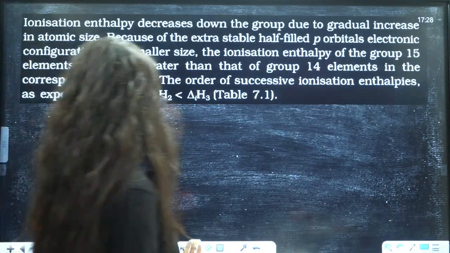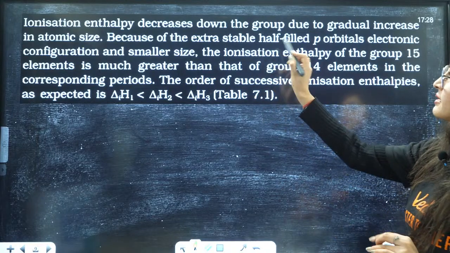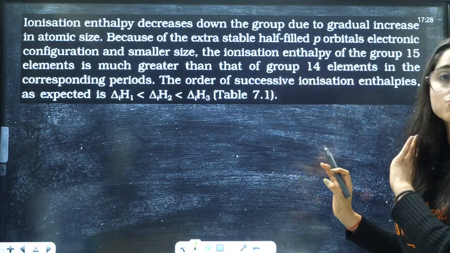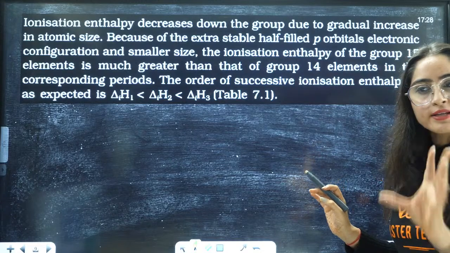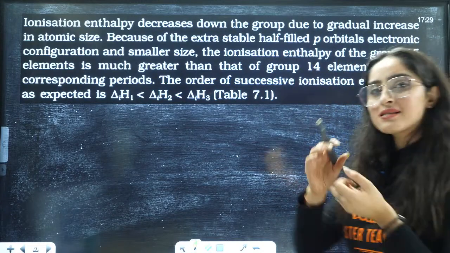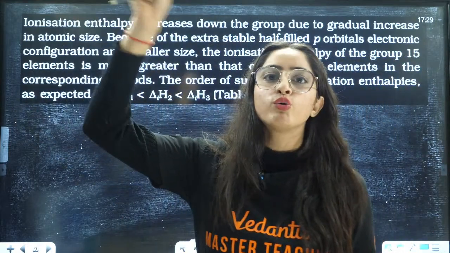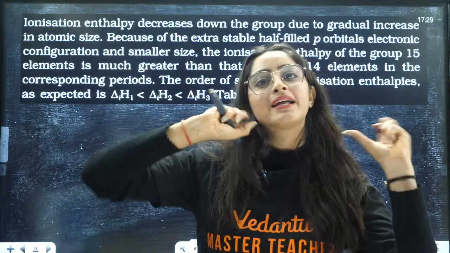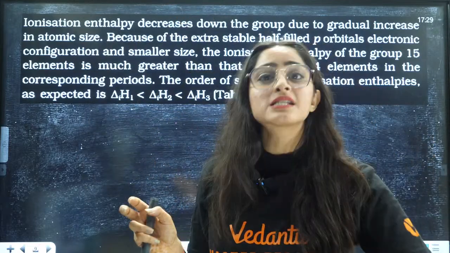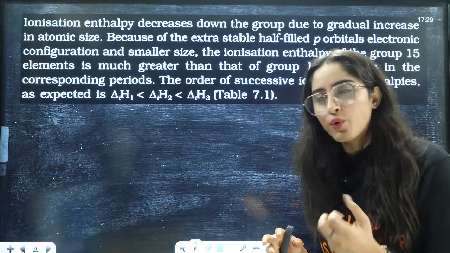Next we have ionization energy. Now they are saying that ionization enthalpy decreases down the group, right? There is no exception here. The trend is not exceptional, right? Due to the gradual increase in the atomic size. As size increases, it will be very easy for the outermost electron to leave the atom. That is why ionization energy will decrease down the group, right? More is the size, less is the ionization energy required.